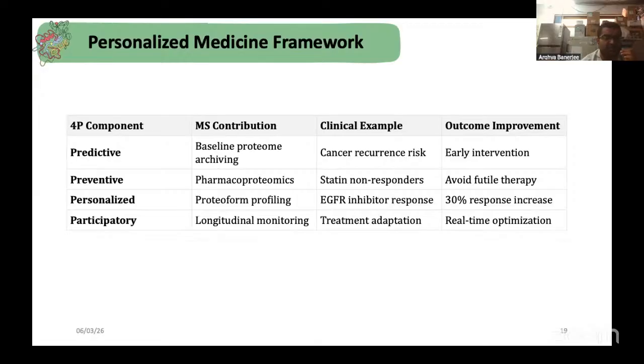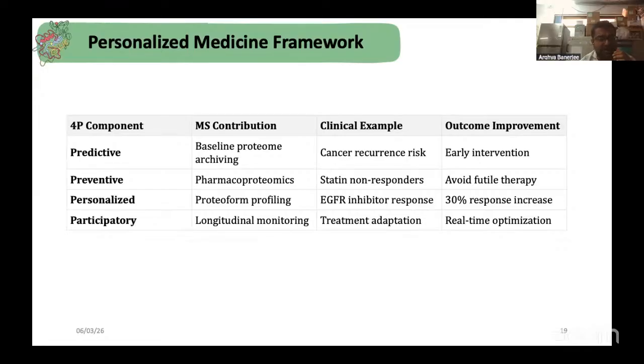Final but not the least, the personalized medicine framework can be done with the help of these mass specs. A lot of clinical wellness studies have been done in today's world with this modern technology. So you have to understand that in personalized medicine there is 4P, which can help in the detection of longitudinal wellness or of patients who might be prone to diseases.